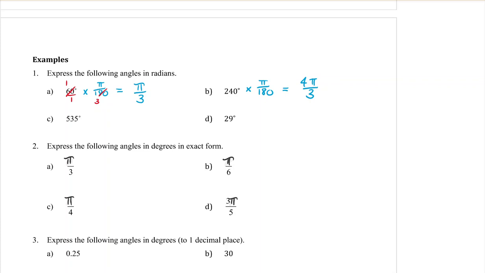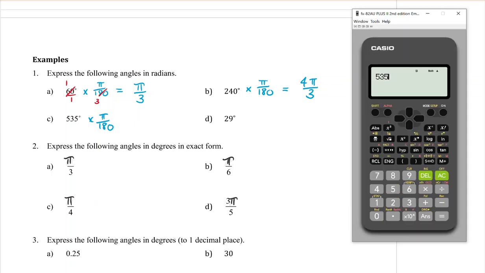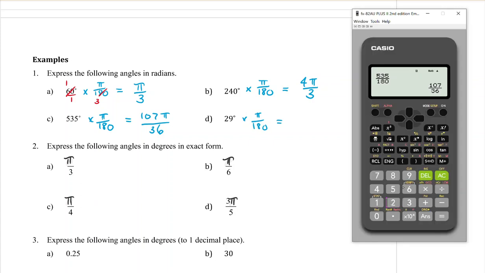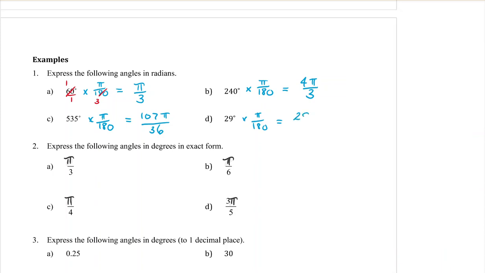Then part C, I do the same thing. So I'm going to times by pi over 180. Use your calculator, type in the 535 over 180, and simplify the fraction down, and I get 107, put the pi on the top, over 36. And one more time, 29 degrees. To turn it into radians, I'm going to times by pi over 180. Type in the fraction, 29 over 180. It's not going to simplify, so it's going to be 29 pi over 180.